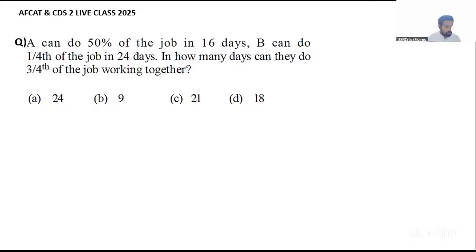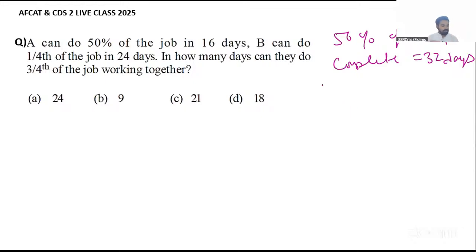A can do 50% of the job in 16 days. B can do 1/4 of the job in 24 days. In how many days can they do 3/4 of the job working together? A can do 50% of the job in 16 days. It means the complete job in 32 days. If 50% takes 16 days, the complete job will take 32 days.